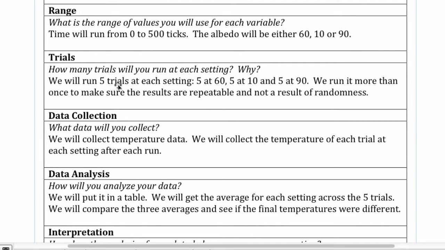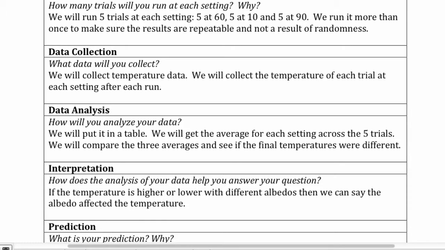I've said that we're going to run 5 trials at each setting. So we'll run 5 trials at an albedo of 60, 5 at an albedo of 10, and 5 at an albedo of 90. That's going to be 15 times that this model will run through, each of them for 500 ticks.